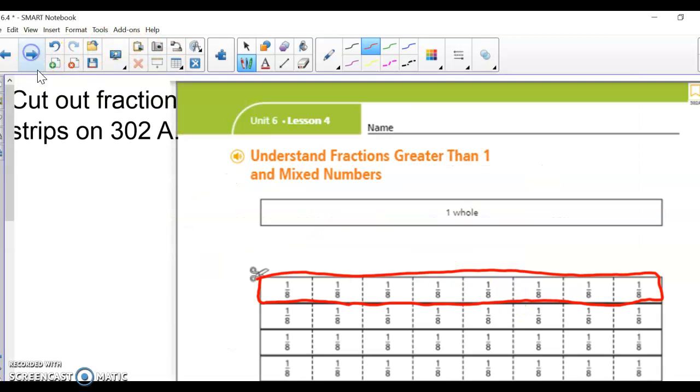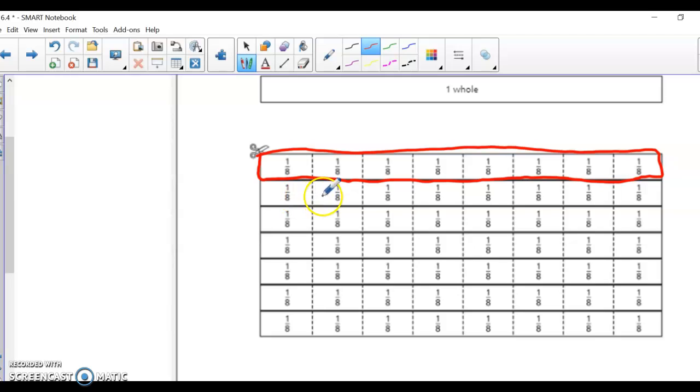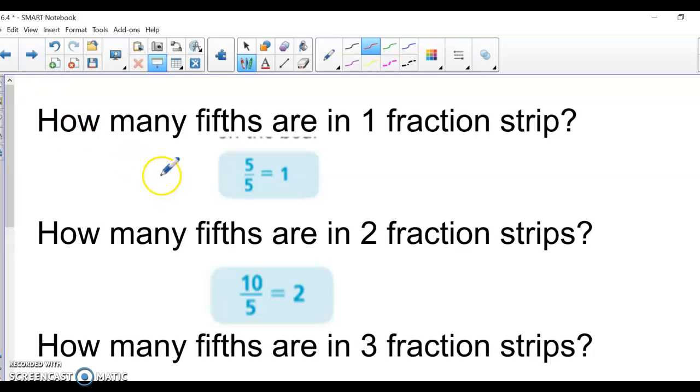All right, so let's back up a little bit. You're going to see this on 302A in your workbook, and it is fraction strips that are already set up with 1 whole. If you're doing distance learning, you are going to be using iTools quite a bit instead of this today. But if you would rather use this and cut these out, that is up to you. I want to think about how many fifths are in 1 fraction strip, and then how many fifths are in 2 fraction strips and 3 fraction strips.